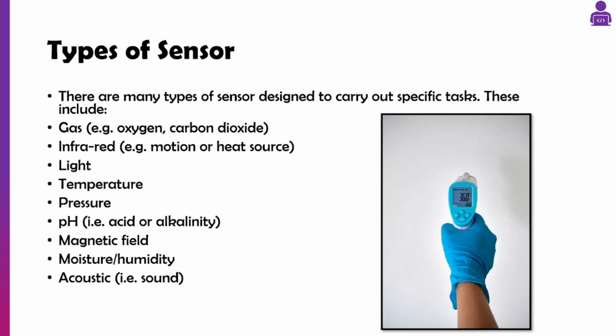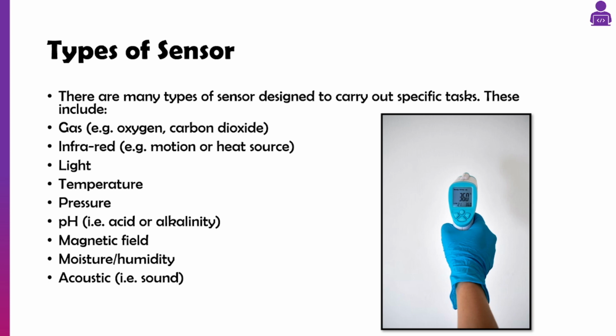So you might have a gas sensor that maybe measures oxygen levels or carbon dioxide levels, infrared to check motion or if something's warm, light to see how dark it is, temperature to see how hot it is or cold it is, pressure, pH or acidity, magnetic field, humidity, sound detectors. There's lots of different sensors we can use, far too many to go through, but having an understanding of how some of these work.